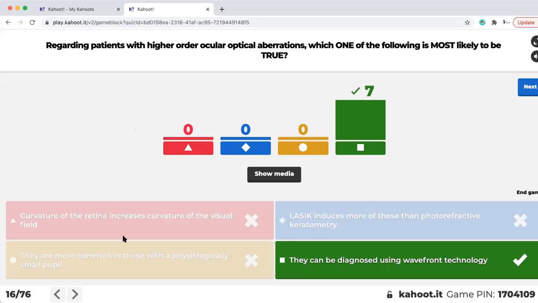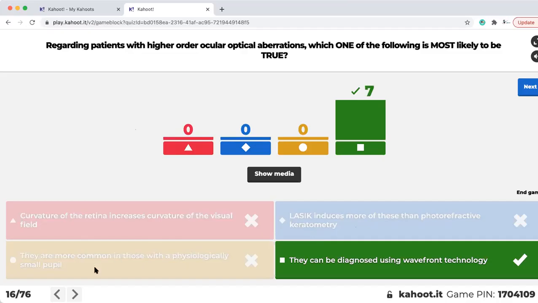And the curvature of the retina increases the curvature of the visual field. This is not true. These optical aberrations can occur with LASIK as well as PRK, as in both of them the laser is directed in the same way. They are just different ways of making the flap or accessing the subepithelium or the stroma of the patient. But the laser is the same in both ways. So this laser, the excimer laser, can induce higher order aberrations. So this is not true.